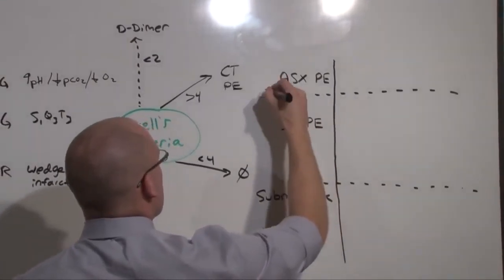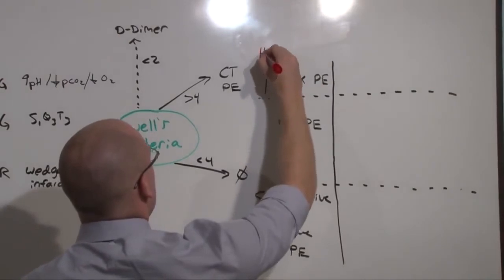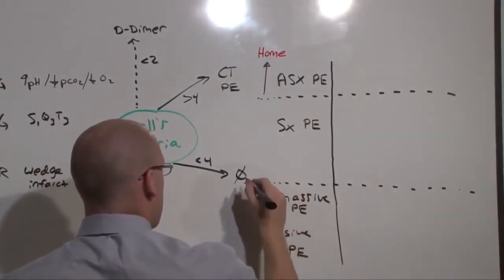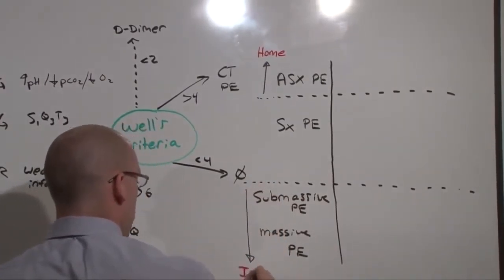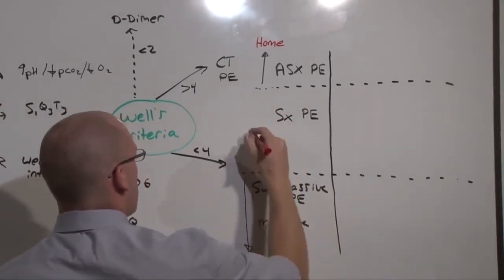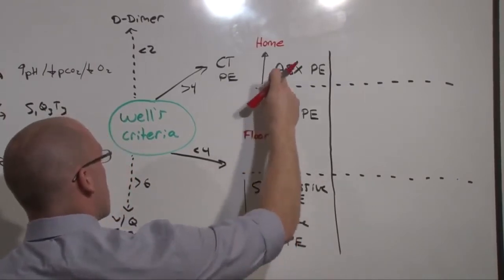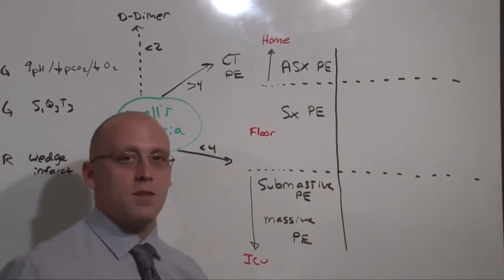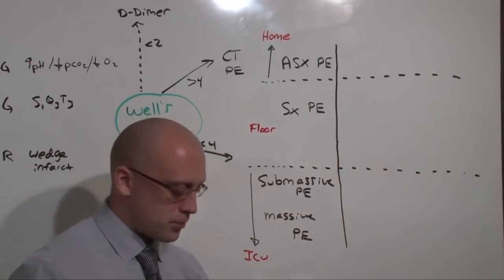The asymptomatic PE goes home. The submassive and massive PEs go to the intensive care unit. The symptomatic PEs go to the floor. That is, you do not get admitted if you have an asymptomatic PE found for something else. This is the CT scan of the abdomen for abdominal pain that happens to find a pulmonary embolism.